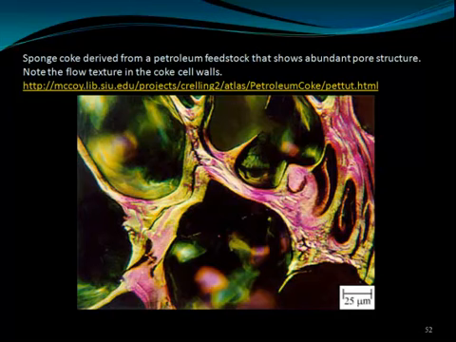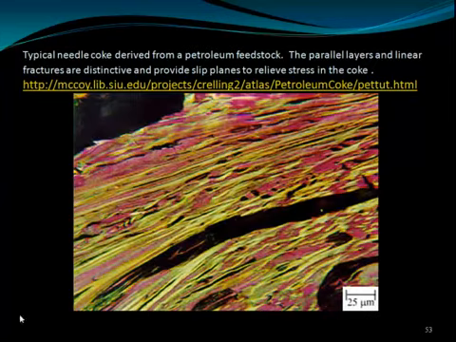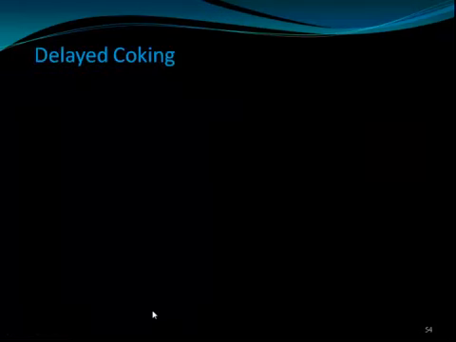So here is the picture that shows the sponge coke derived from petroleum feedstock, showing abundant pore structure. Note the flow structure in the coke cell walls. Here you can see the walls, like vacuoles present in bacteria. They are present over here. This is the typical needle coke derived from a petroleum feedstock. The parallel layers and linear fractures are distinctive and provide slip planes to relieve stress in the coke. Needle coke, the name itself says it is like a needle. We can have horizontal or vertical planes, so they are distinct and provide the slip planes to relieve stresses in the coke.